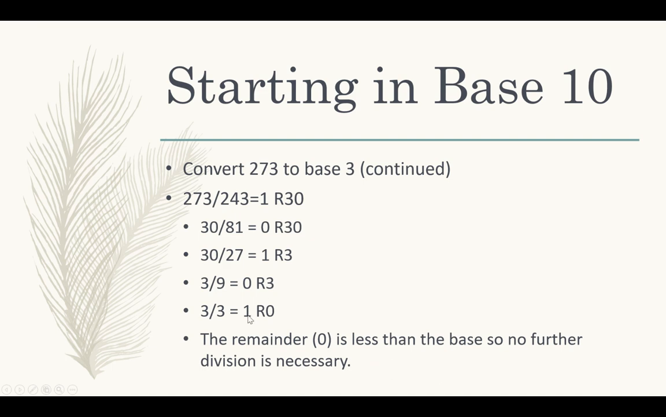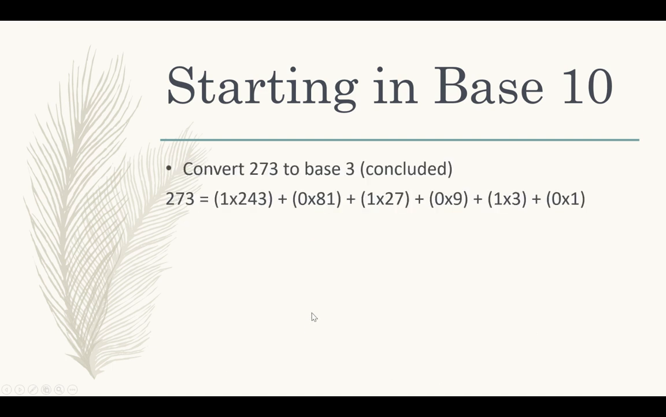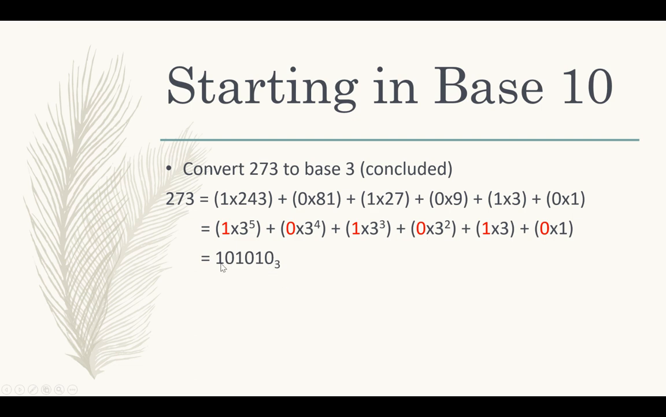Well, you can see all these 1s and 0s here. We want to line those up so we can actually see what we're doing. So we have 1 times 243 plus 0 times 81 plus 1 times 27 plus 0 times 9 plus 1 times 3 plus 0 times 1. So you see these numbers out here, 1, 0, 1, 0, 1, 0. We're talking base 3. That's our answer, 101010 base 3.